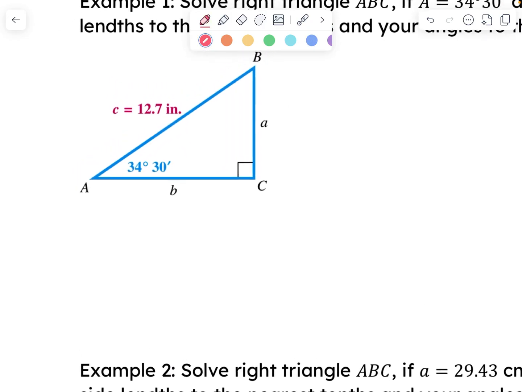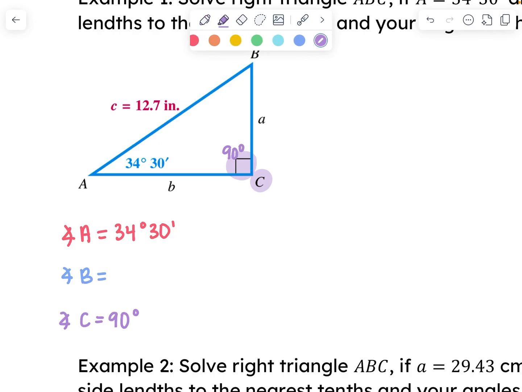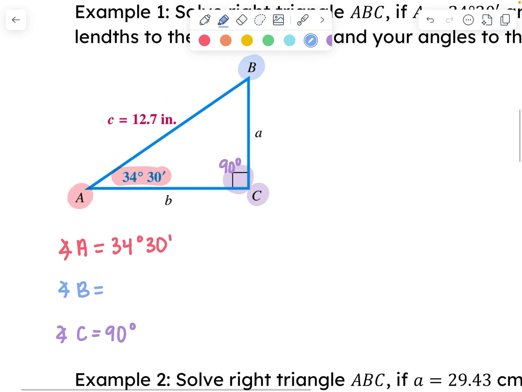So I'm going to start with angle A is 34 degrees and 30 minutes. Angle B, I don't know yet. I'm going to figure it out, but I don't know it yet. And angle C, if I look, has that nice little box in the corner, which means that angle C is 90 degrees. And of course, angle A is the angle right down here, and angle B is the one up here that I don't know yet.